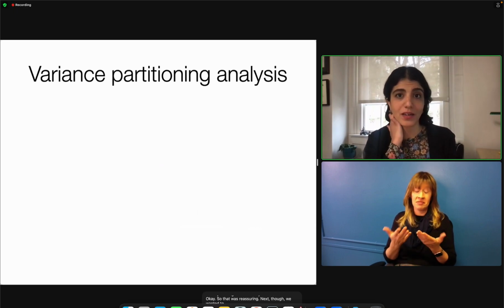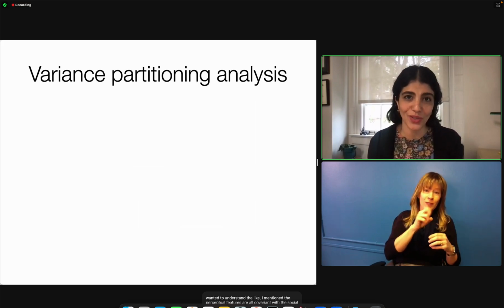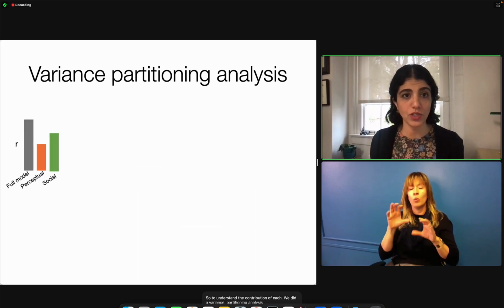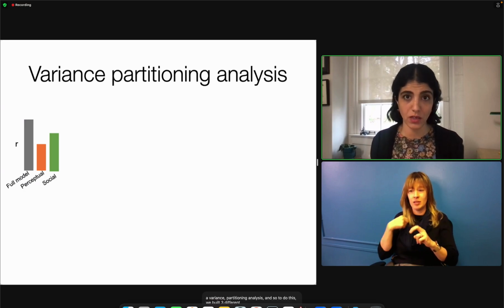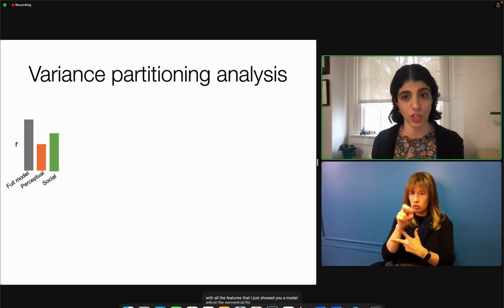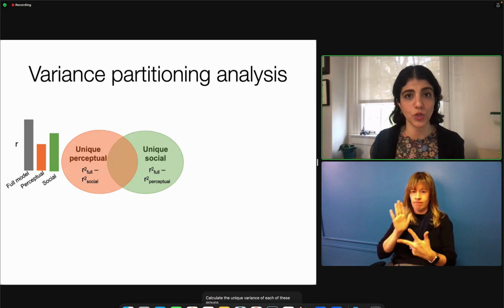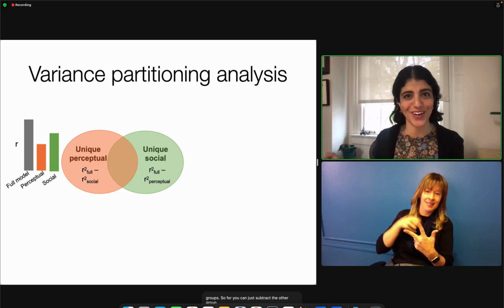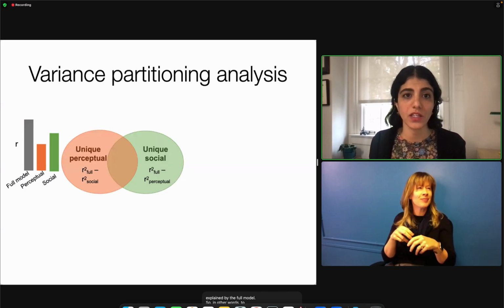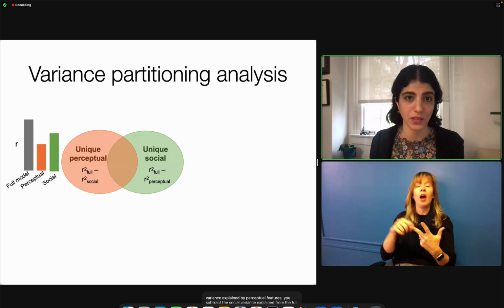Next, though, we wanted to understand, like I mentioned, that the perceptual features are all covariant with the social affective features. So to understand the contribution of each, we did a variance partitioning analysis. To do this, we built 3 different encoding models: the full model with all the features that I just showed you, a model with just the perceptual features, and a model with just the social features. To calculate the unique variance of each of these groups, you can just subtract the other group's variance from the variance explained by the full model. In other words, to calculate the unique variance explained by perceptual features, you subtract the social variance explained from the full model's variance explained.